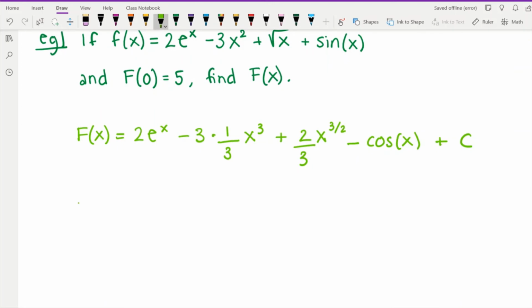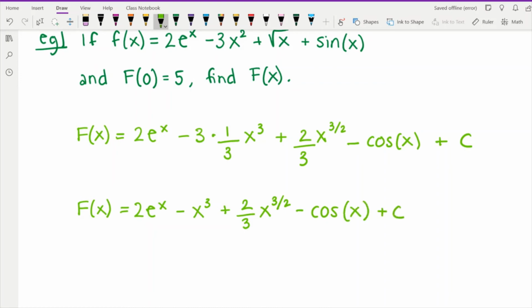And then we say plus c, because we're currently dealing with the most general antiderivative. So let me just write this a little bit clearer. I'm just going to simplify this part here. So we have 2e to the x minus x cubed plus 2/3 x to the 3/2 minus cosine of x plus c. Okay, so that's our general antiderivative.